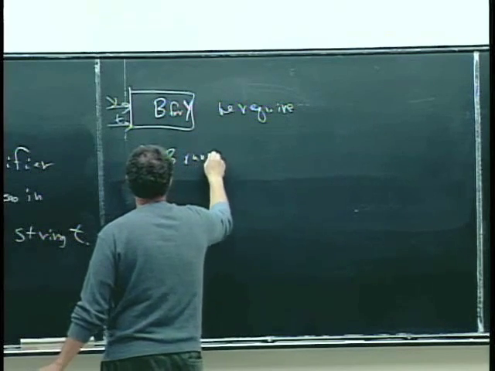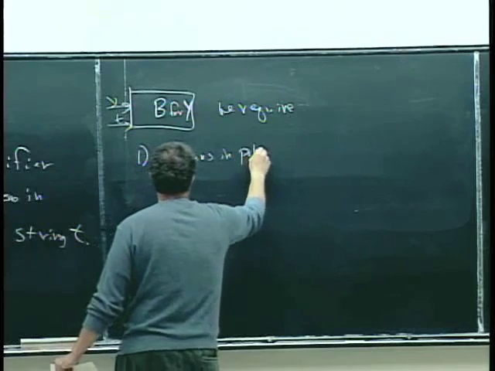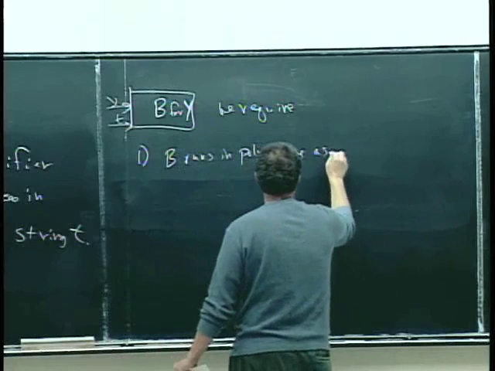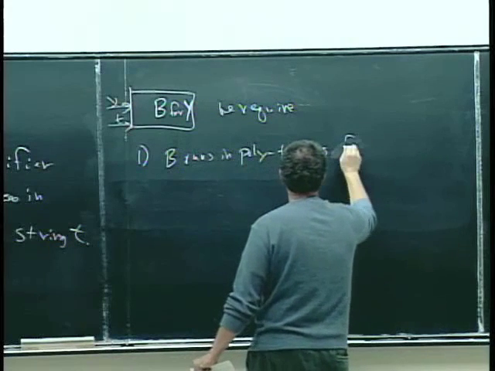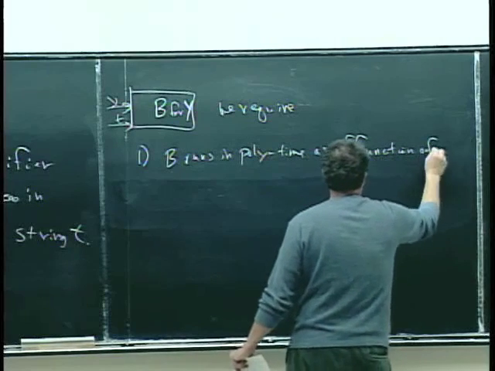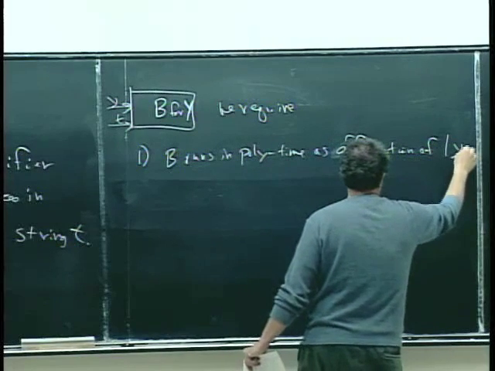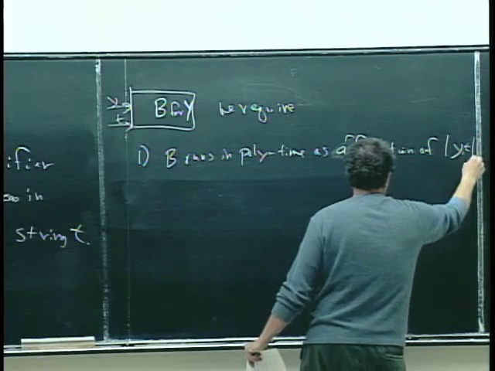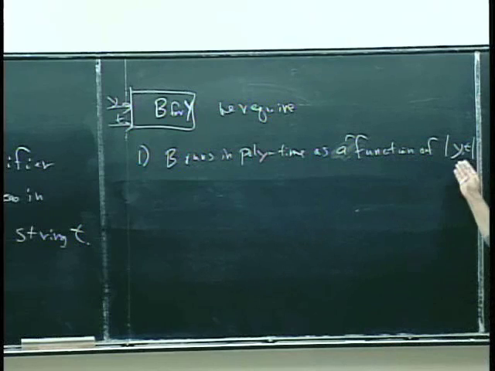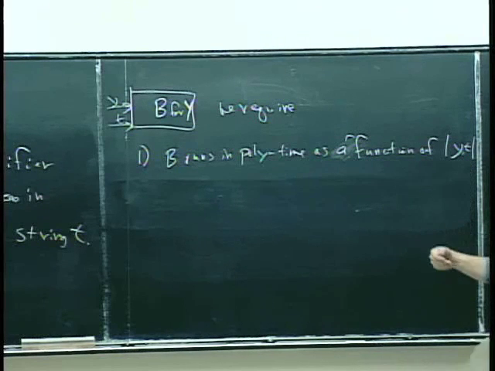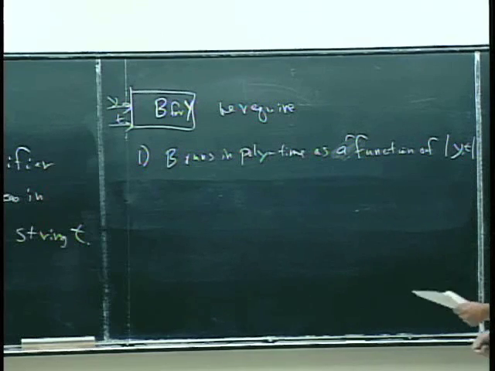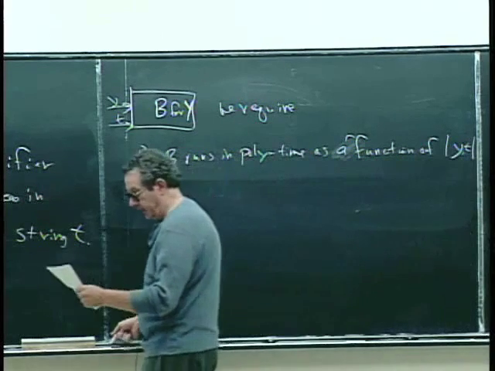One is B runs in polynomial time, as a function of the length of the input, y and t. I'll just write it that way. So this is the length of the input. Input is y and also t. Now actually, I may change that in a minute.